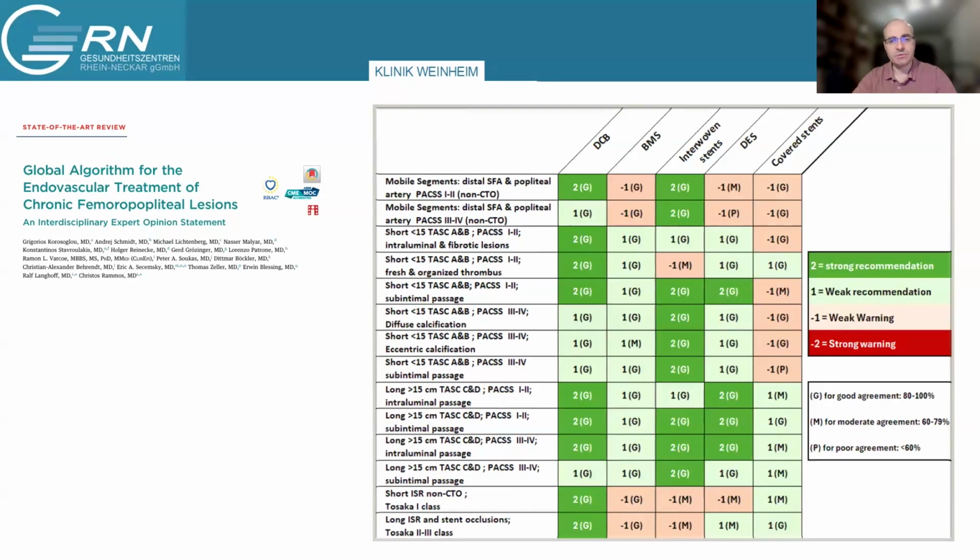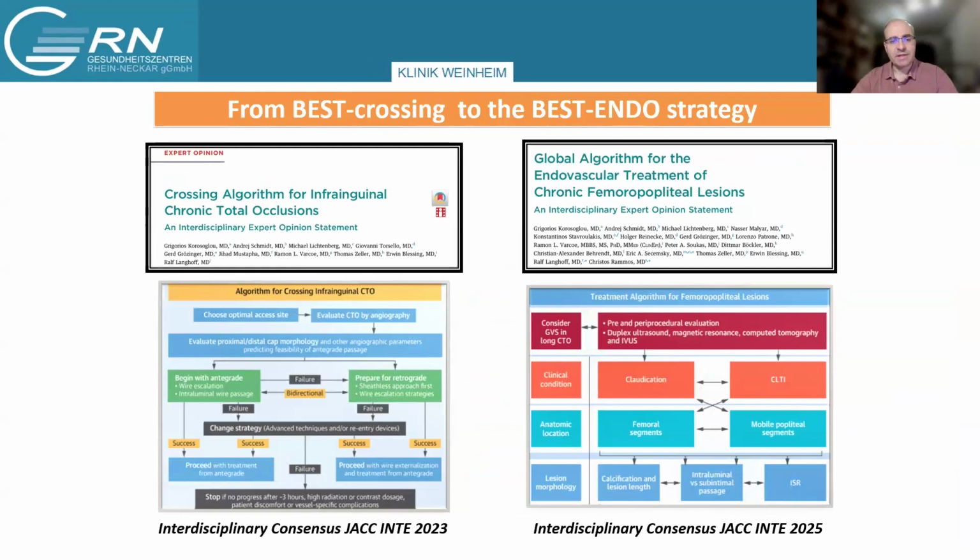Regarding the definitive lesion treatment, there was very strong agreement for the drug-coated balloon and also good agreement in case of bailout stenting for the drug-eluting stent. We believe that now with the two algorithms, the one published a couple of years ago in JACC for the optimal crossing of the lesion together with a treatment algorithm published a couple of weeks or months ago this year, that we have an optimal basis for the optimal treatment of chronic femoropopliteal lesions.